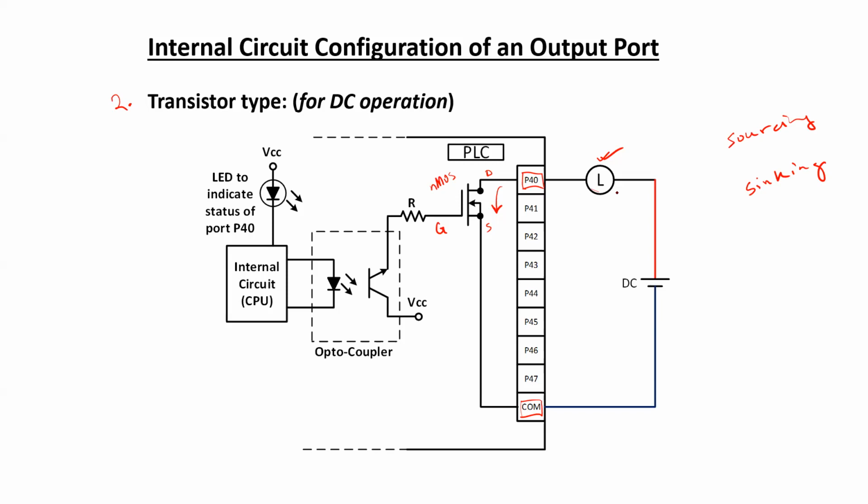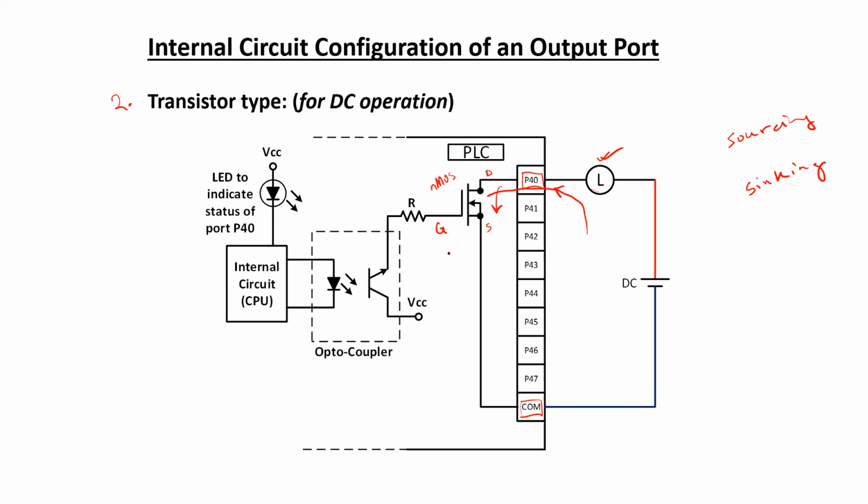Yes, because the NMOS can only drive current from the drain towards the source. So if the direction of current is considered, current is getting transferred from the load towards the output port. So the output port here, or the output module, is working as the sink. So this is a sinking type connection.